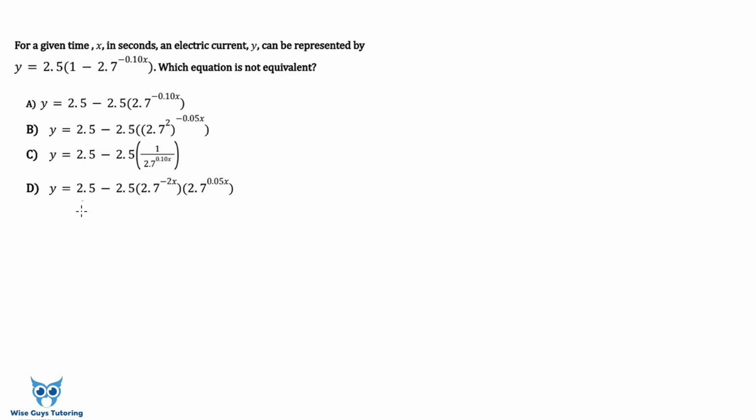We'll notice that each of them has this 2.5 minus 2.5 times something. So what they've done here, let me rewrite it. They've expanded it. That means they've multiplied out that 2.5 by both of the terms inside the bracket. So 2.5 times 1 and 2.5 times negative 2.7 to the blah blah blah. So if we do that, then you get y equals 2.5 minus 2.5 times 2.7 to the minus 0.10x. Okay, so once you've done that, we can safely assume that A is correct. So it's safe.